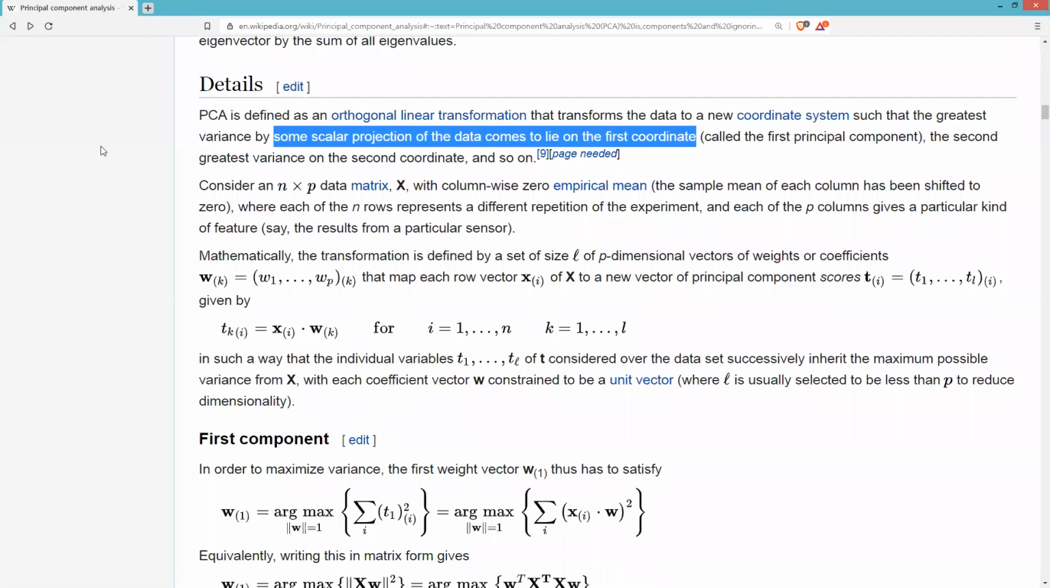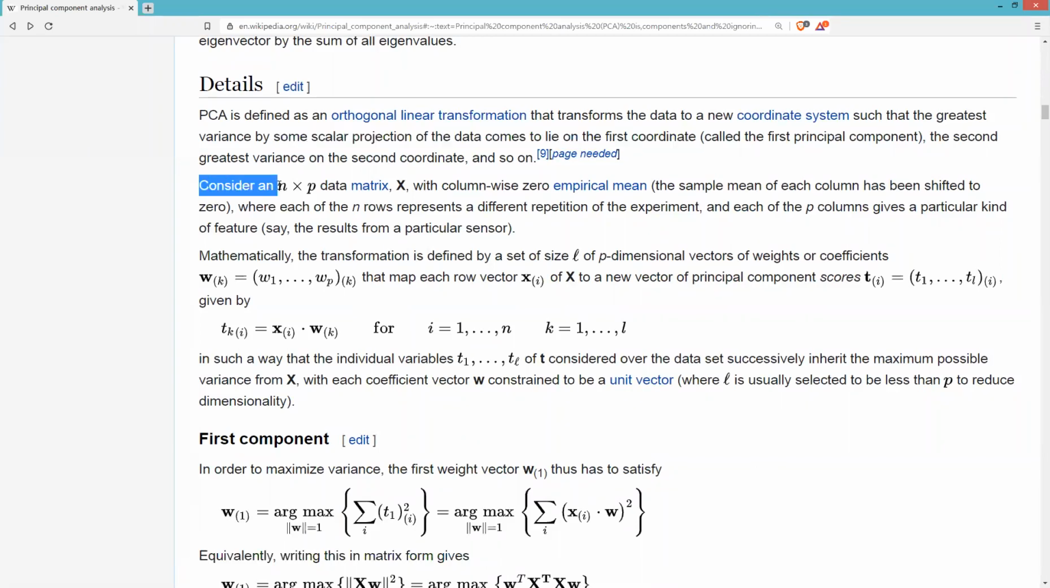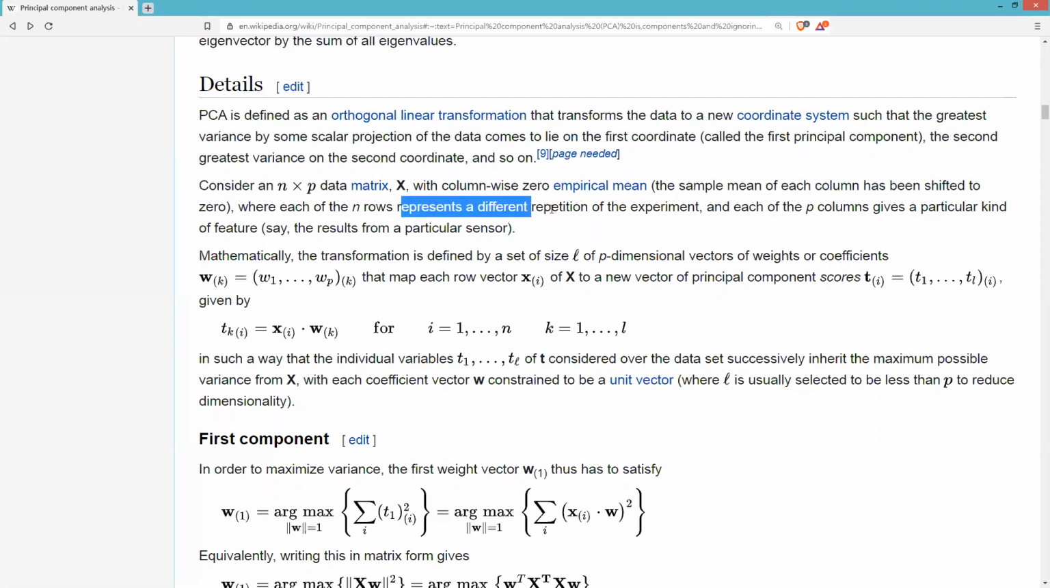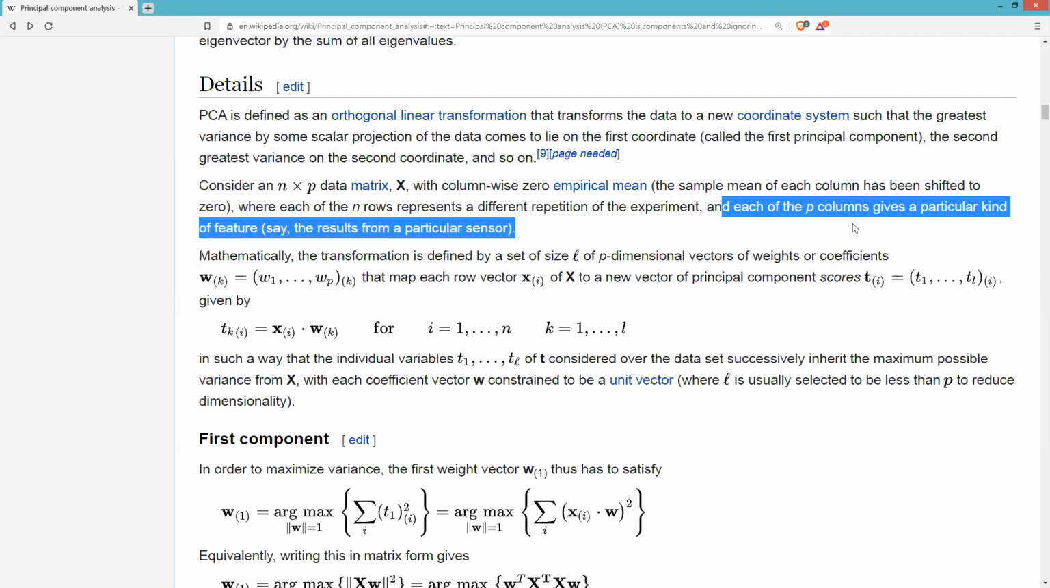Now let's consider we have an n multiplied by p data matrix X with column-wise zero empirical mean. So we normalize the data such that it has zero mean. The sample mean of each column has been shifted to zero, which is easy to do, where each of the n rows represents a different repetition of the experiment, and each of the p columns gives a particular kind of feature. So p is the features, and we want to reduce p.